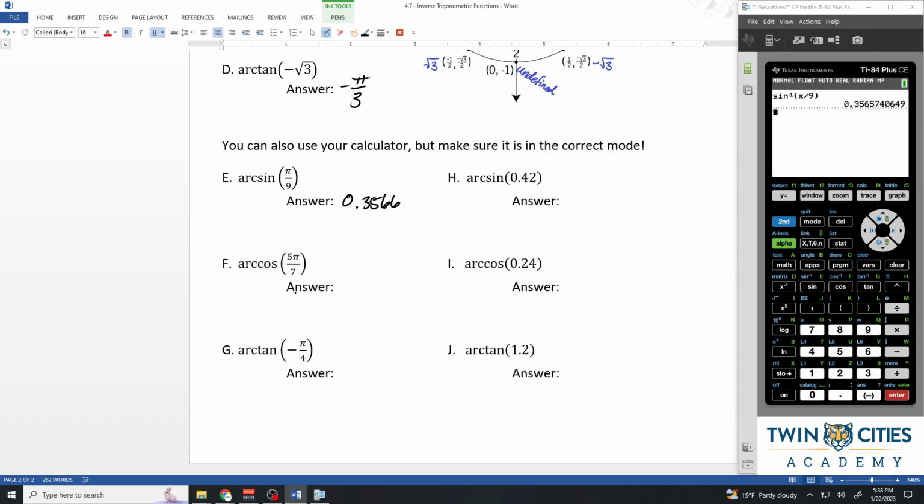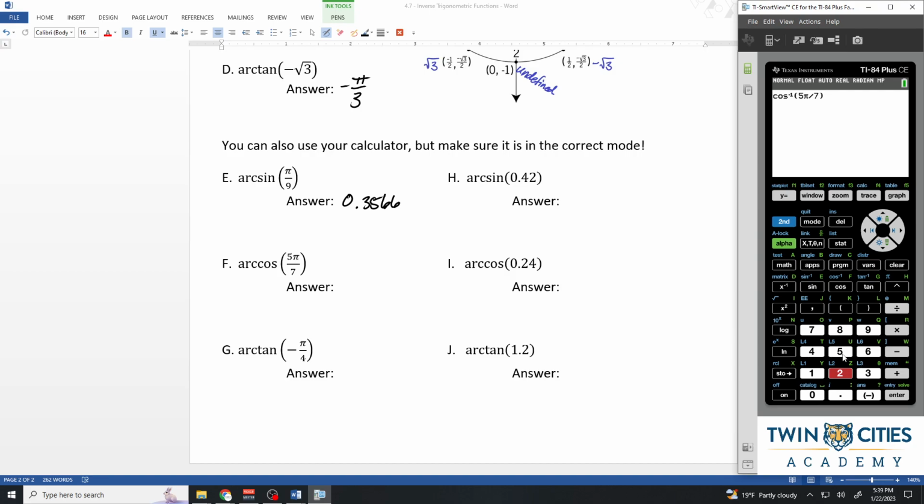Okay, the next one is arccosine. So second, this time I'm going to hit cosine to get cosine inverse or arccosine. And then 5 pi over 7. Error domain. So why is that? 5 pi over 7, that didn't work for arccosine.